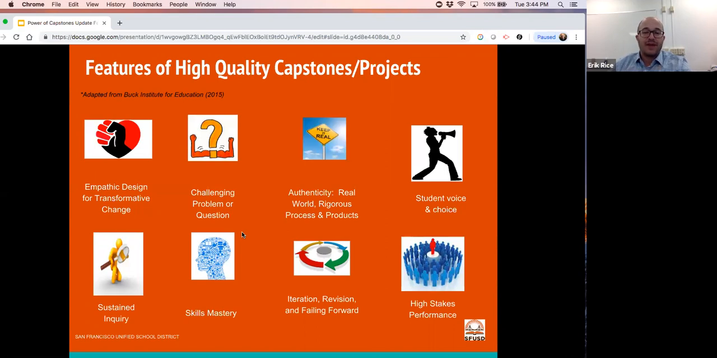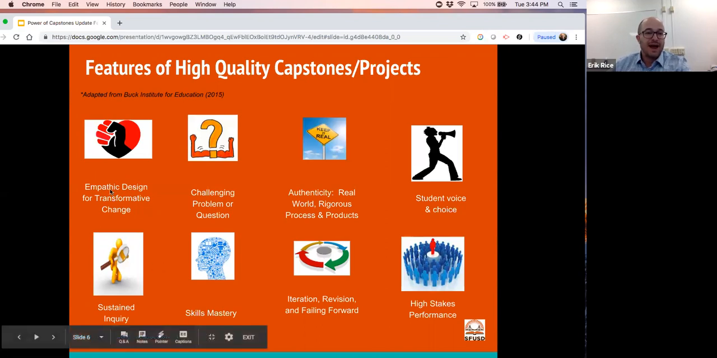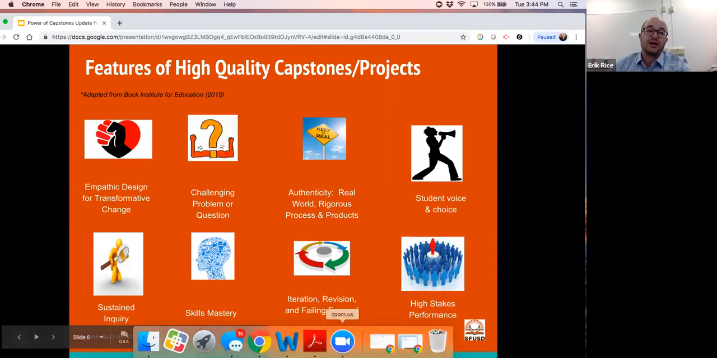So this was adapted. We felt like the way they had described it was really helpful, but there were some areas that we wanted to push on that weren't quite pushed on in the way we had hoped. So we've adapted the PBL Works or Buck Institute project criteria. You'll see empathic design for transformative change. We felt like that was a really important thing to push on locally within our capstone projects and really any of our projects. So we're starting to build some language around that.